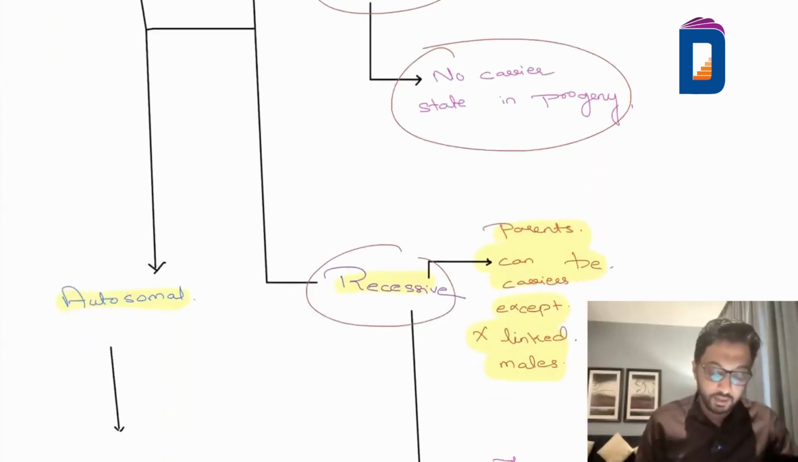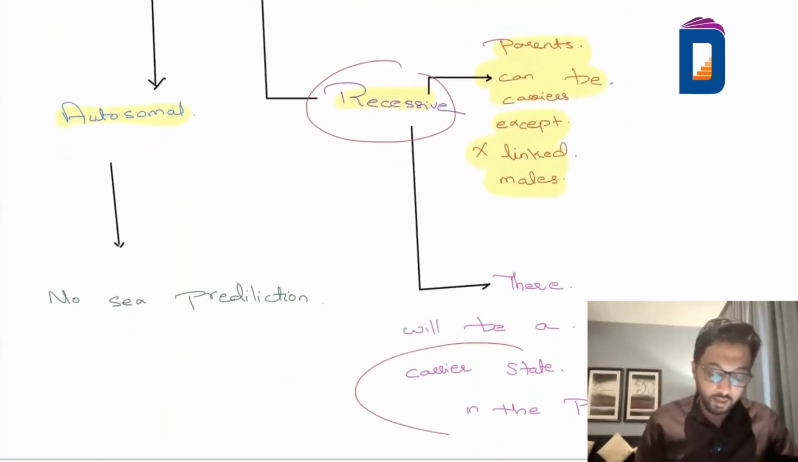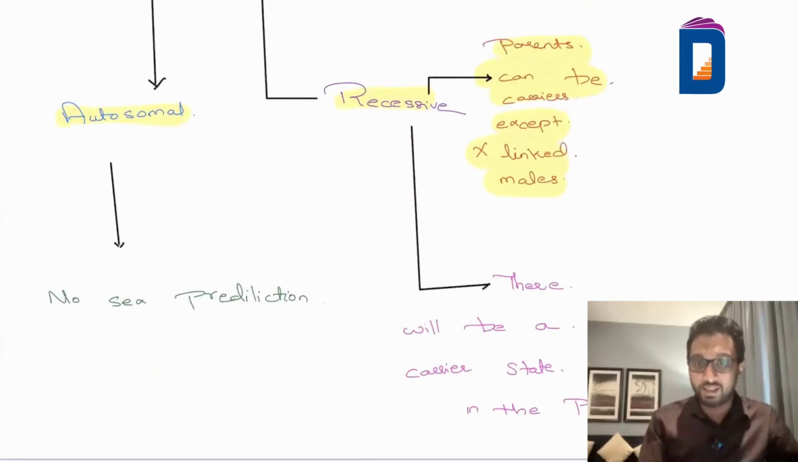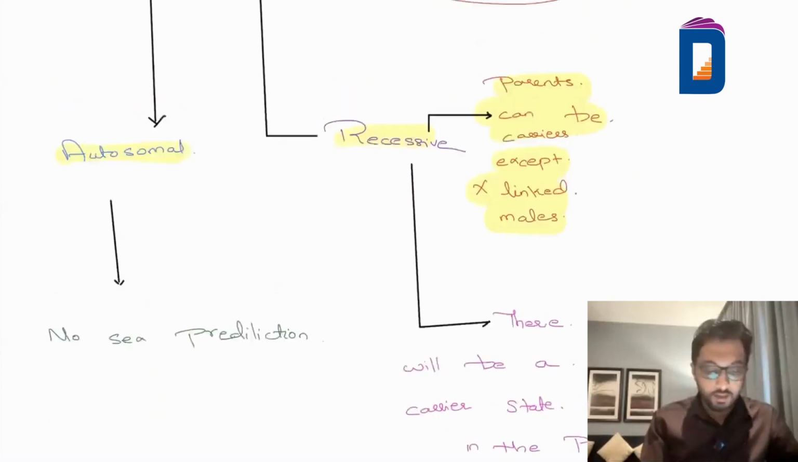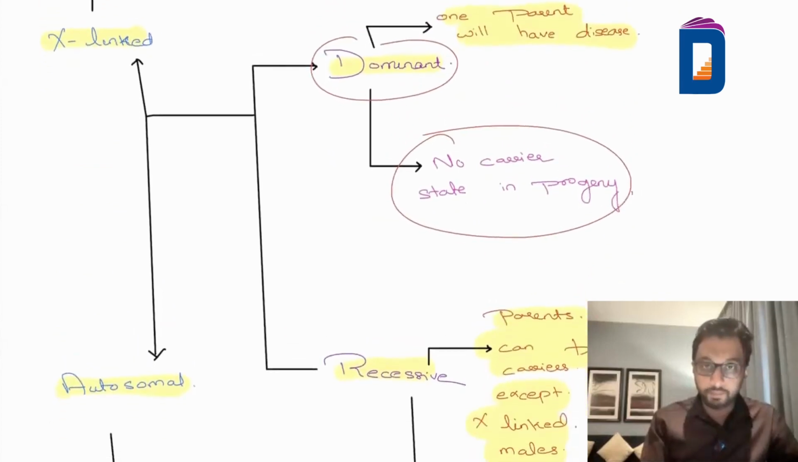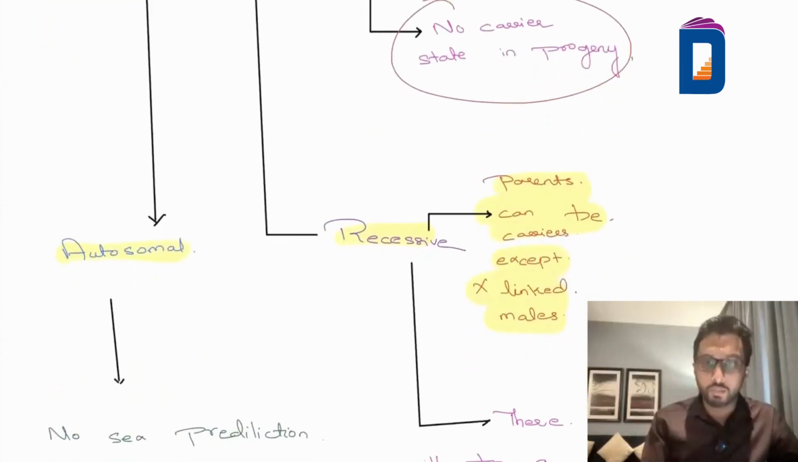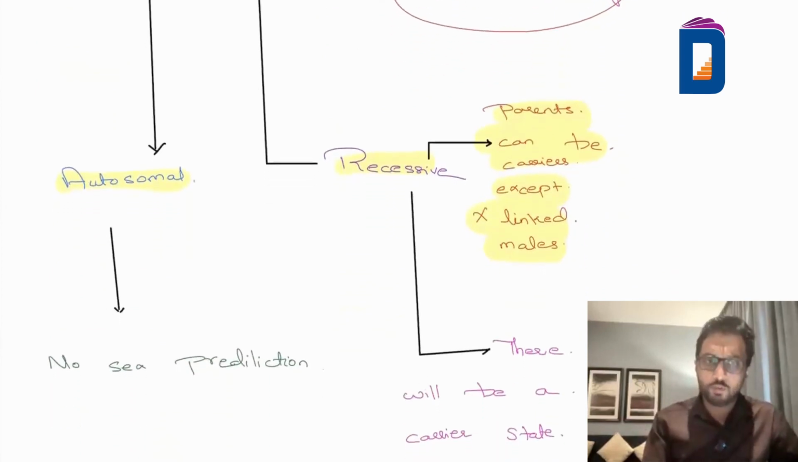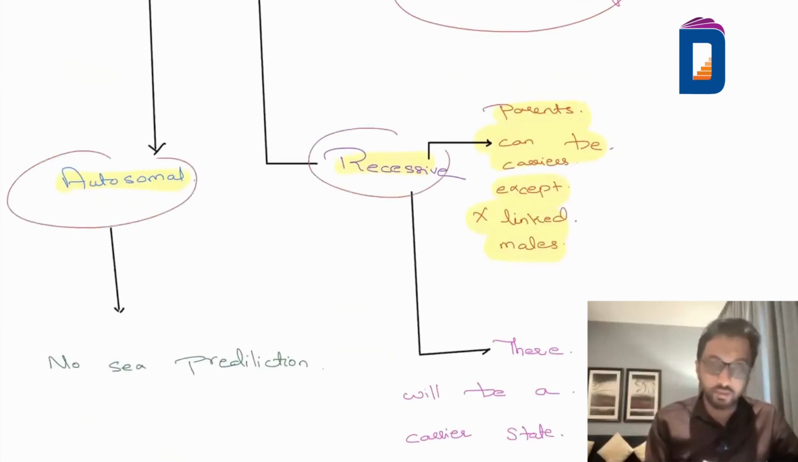In recessive, there is going to be a carrier state in the progeny. So if you see a carrier state, someone is carrying the disorder, it's a recessive disorder. If, for example, the parent is normal and there is a carrier state in the progeny, and there is no sex predilection, what is it? It's autosomal recessive, very clear, isn't it? So we'll see the examples.